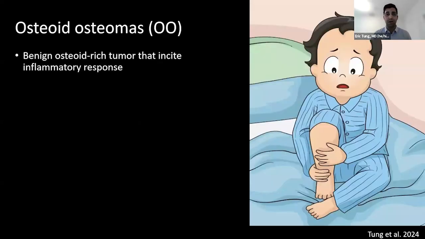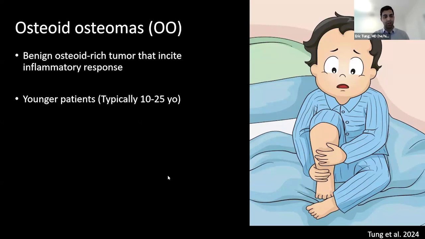So osteoid osteomas are benign osteoid-rich tumors that incite strong inflammatory responses. And this is from a release of prostaglandins that really incite a lot of inflammation in both bone and soft tissues and any surrounding structures. They typically occur in younger patients, which is why, as a future pediatric musculoskeletal radiologist, this is a topic I'm very interested in. The most common age that we see these patients is in the second decade of life, as well as extending into the third decade of life.